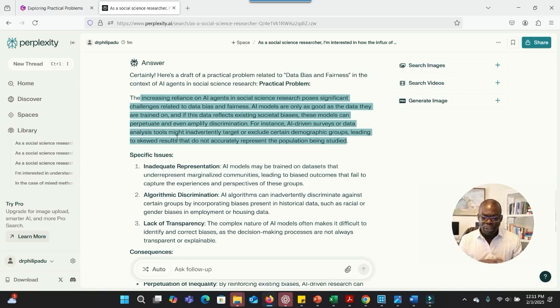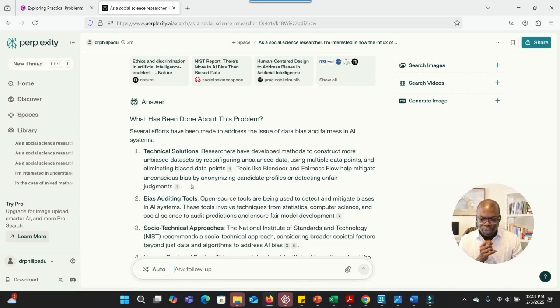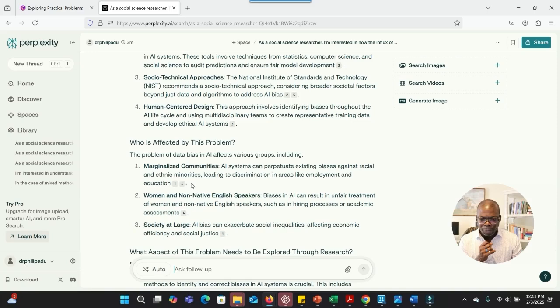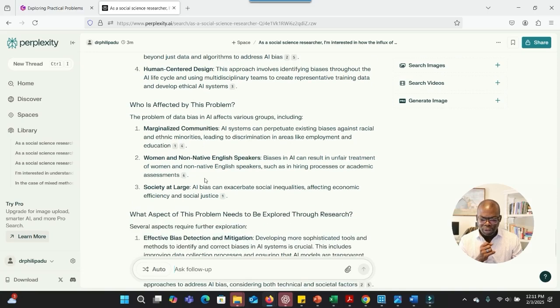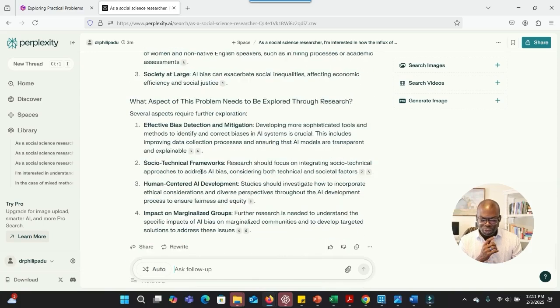And I think this information will be really helpful. Let's do the last prompt and see. So what has been done concerning this problem? I think these are the actions that have already been taken, or what is being taken now, and who is affected: marginalized communities, women. And I think this one is quite similar to what we got from ChatGPT, and then it gives you some aspects of the problem that need to be explored, right?